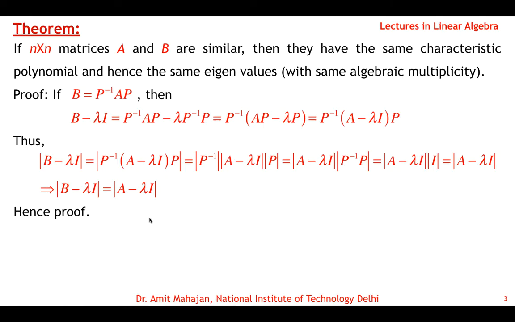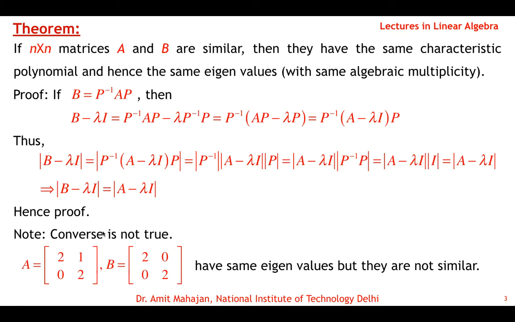Okay, now the converse of this theorem is not true. That means if you are given two matrices A and B and their eigenvalues are same, then that does not mean that they are similar matrices. So converse is not true.